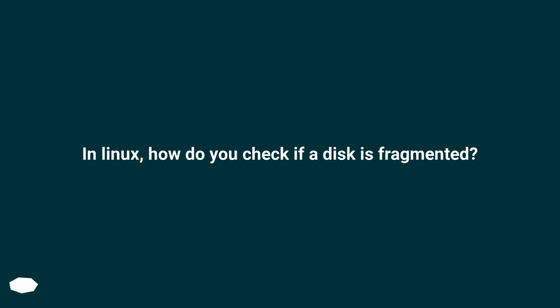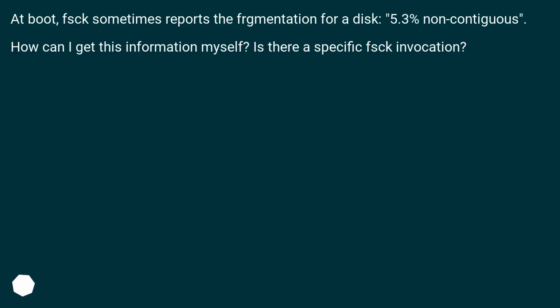In Linux, how do you check if a disk is fragmented? At boot, fsck sometimes reports the fragmentation for a disk, 5.3% non-contiguous. How can I get this information myself? Is there a specific fsck invocation?